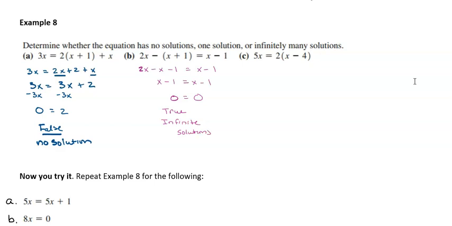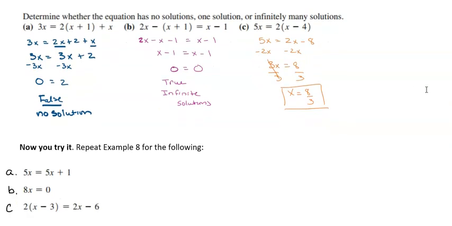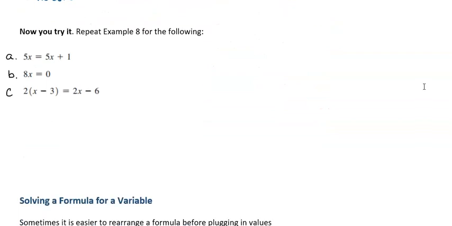Okay, the last one is 5x equals 2x minus 8. Subtract 2x from both sides. And we get 3x equals 8, divide by 3, and we get x equals 8/3. There is one solution to that, and we just have to show what it is. Alright, so now it's time for you to give these a shot. So try these and come back and take a look at the answer.